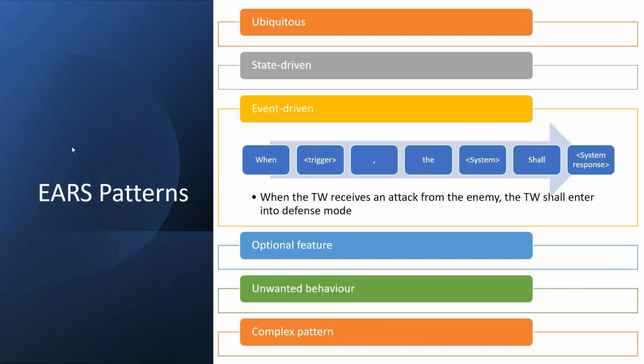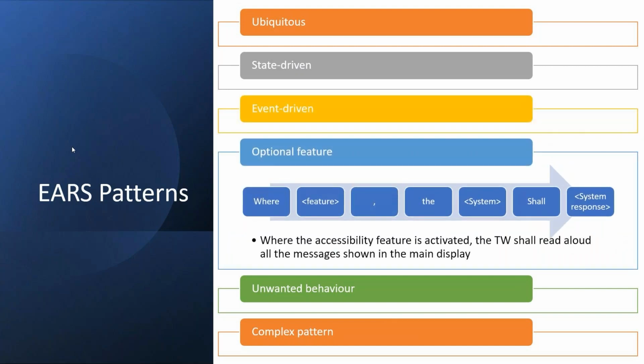Then we have optional features, so things that are not always true. For instance, if we follow a product line engineering approach, when we have a specific configuration of my system, like, for example, where the accessibility feature is activated, then the requirement is to be true only when this is activated, right? In this particular configuration. So the Temperature Warrior shall read aloud all the messages shown in the main display.